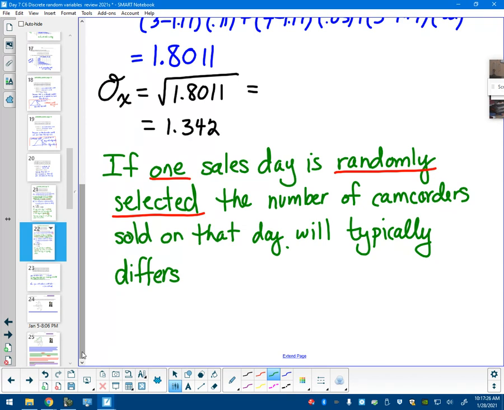Subtraction, different. So we'll typically, what does typically mean? Typically is a fancy word for on average. You can't say that one day is going to differ by this much, because it doesn't differ by exactly this much. If it's normally distributed, it could differ by twice that much. Empirical rule means 2 or 3 times that much. We don't know that this is normally distributed.